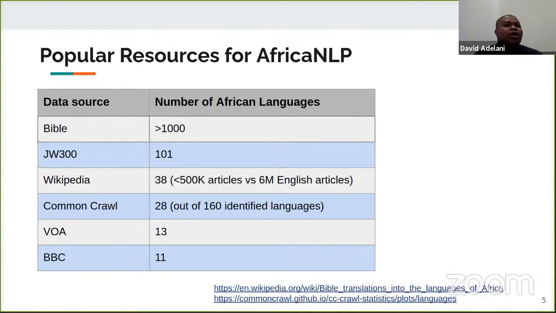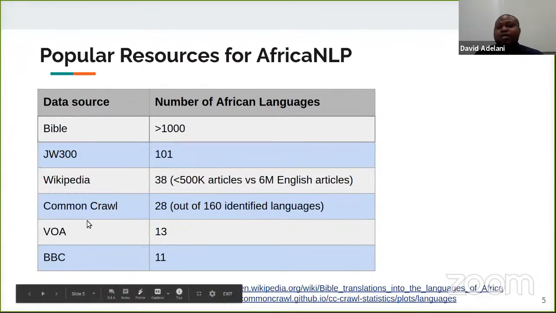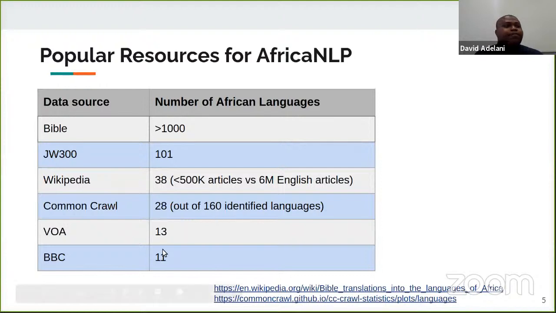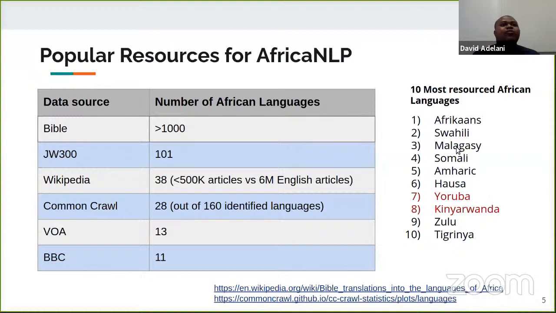Another one is the Common Crawl, which is very noisy. First, they have to do automatic identification of the languages, which is not perfect, and there are issues with that because closely related languages are assigned the same language type. We also have some news media, like Voice of America and BBC, that have African languages. I would say the 10 most resourced African languages are probably Afrikaans, Swahili, Malagasy, Somali, Amharic, Hausa, Yoruba, Kinyarwanda, Zulu, and Tigrinya. But Yoruba and Kinyarwanda actually have a lot of quality issues, because Kinyarwanda is probably mixed with Kirundi, a sister language very close to it. And this is part of the problem with the automatic identification of languages in Common Crawl, for example.